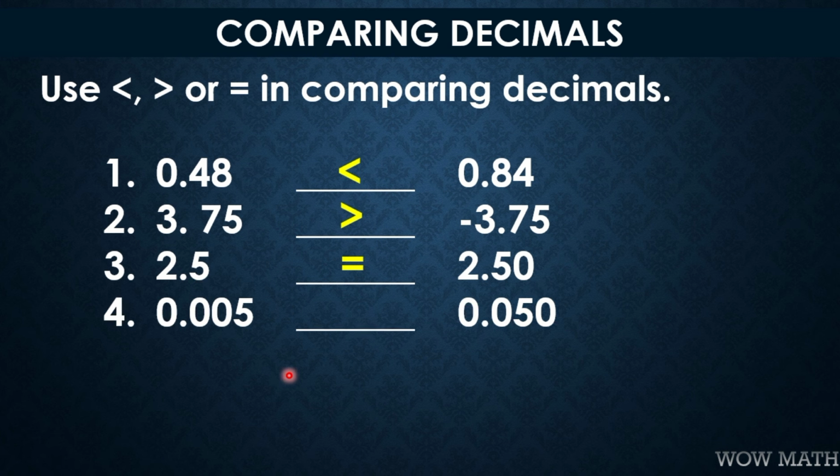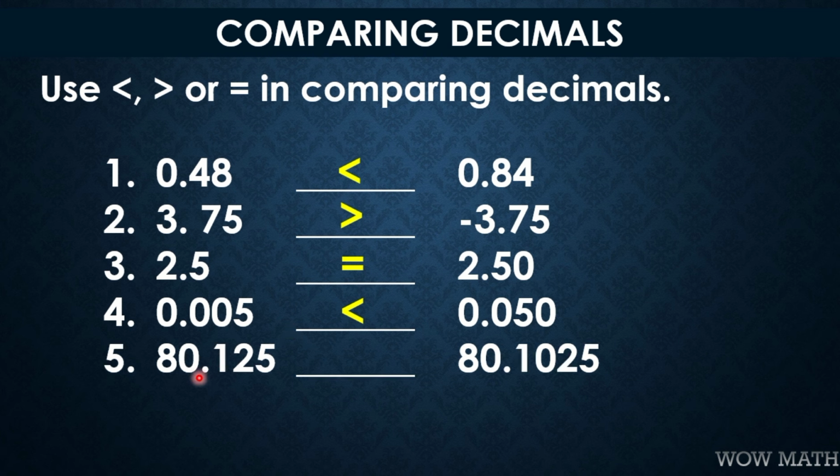Another example. So, medyo nakakalito siya. So, 0, ones. Ito, 0. So, 0 again, tens. Punta tayo sa hundreds. This is 0. This is already 5. So, ibig sabihin, this is bigger than this. So, we have 0.050 is greater than 0.005.